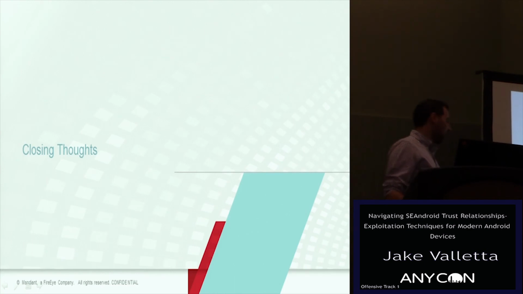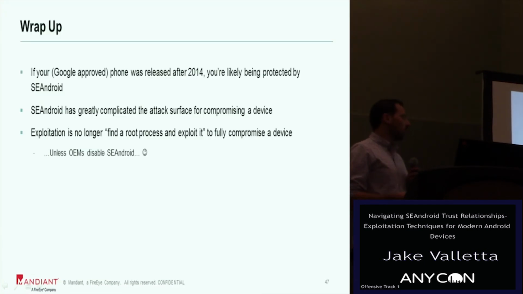And with that, I want to kind of close things up here. So just to wrap up, if you have a phone that is sponsored or approved by Google that was released after 2014, there's a very strong chance that your phone is protected by SEAndroid. And that's great. You don't have to do anything. You don't even know that it's there. You don't need to know. It's really changed the way the attack surface looks on phones, and it's changed what attackers are looking for.